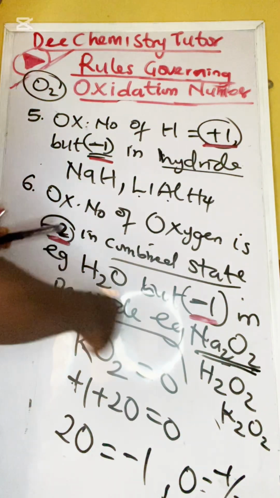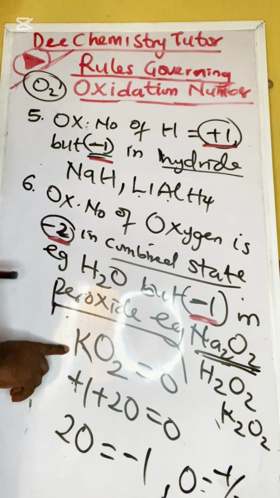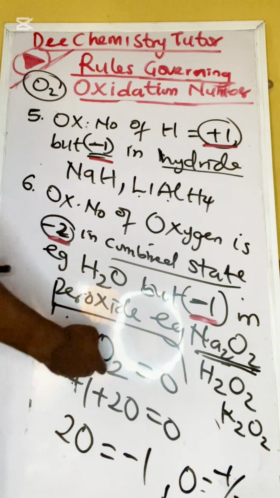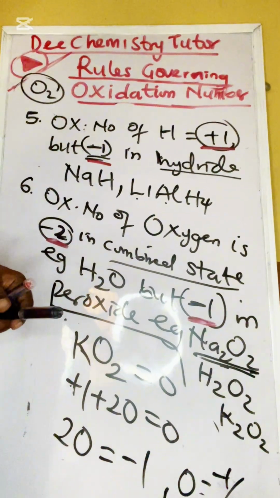So it will be minus 1 in peroxide. So it can be minus half, you understand? In something like KO2, something like superoxide and the likes. In fact, there's something called sesquioxide.